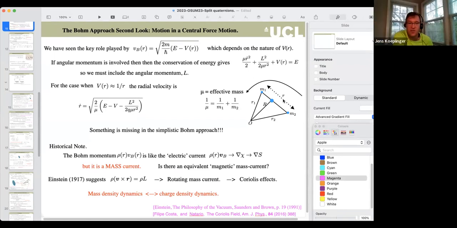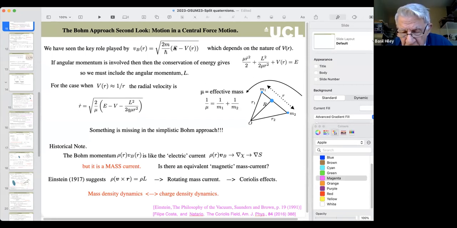And so what is missing in your view in the simplistic Bohm approach then? Well, because what one has done there is introduced the grad S alone. Okay, there's no angular momentum in the Bohm approach.